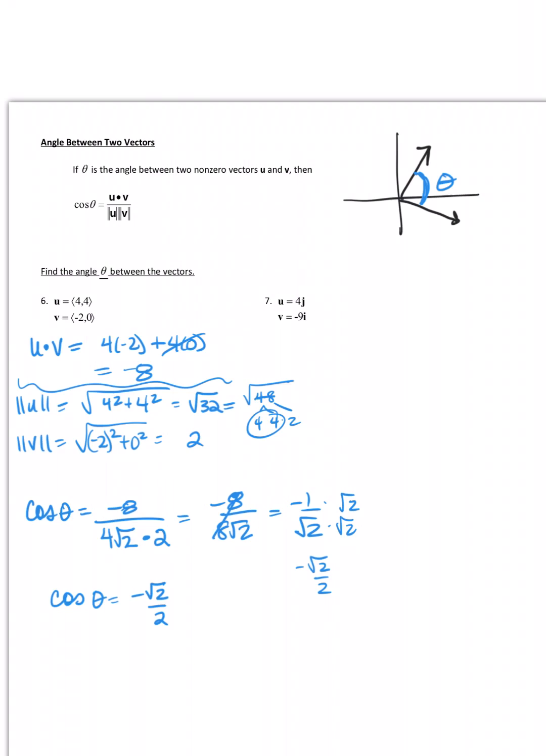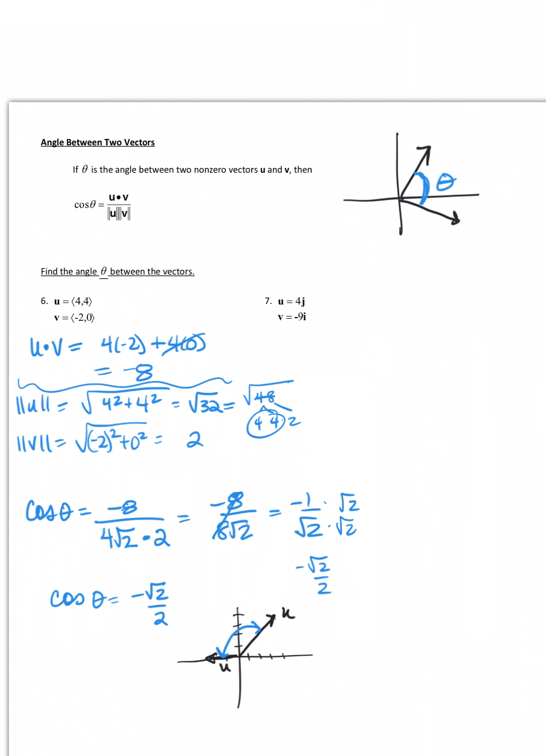Now, stop and think. Yes, I know you can use your calculator here. Let's think. This first vector is at 4, 4. So that's over here. There's u. The second vector is at negative 2, 0. So it's going this way. So I'm looking for this angle between them. I can tell it's an obtuse angle, can't I?